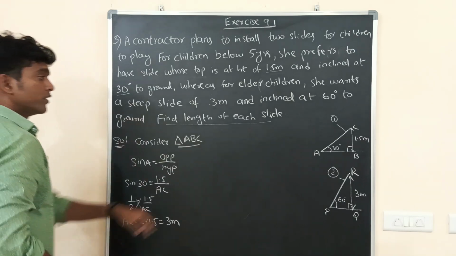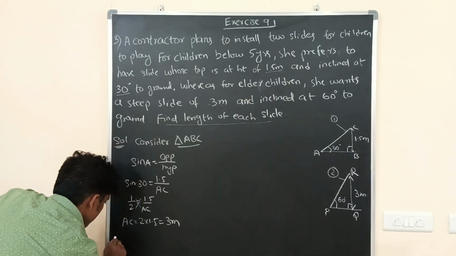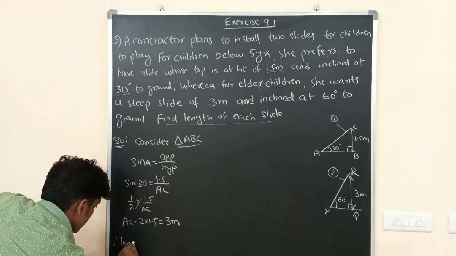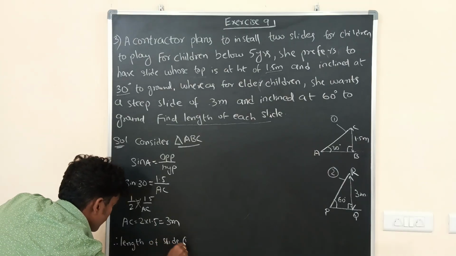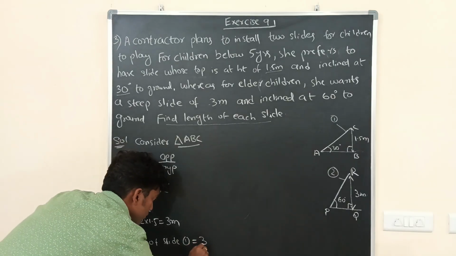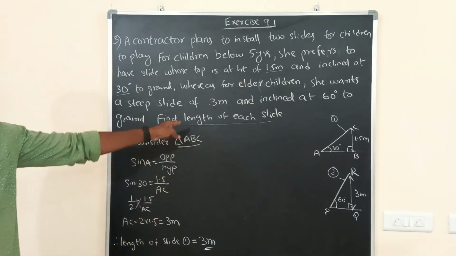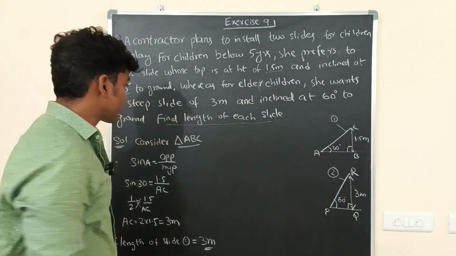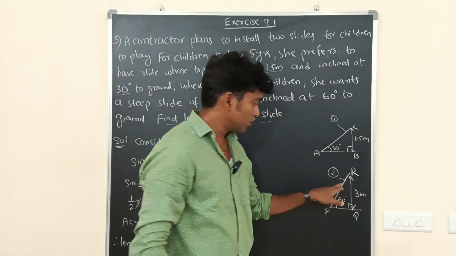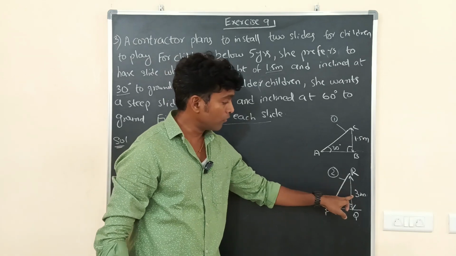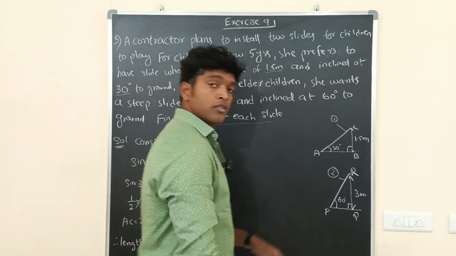Therefore, AC is the length of slide 1. Therefore, the length of slide 1 is equal to AC, which is 3 meters. This is the answer. We have got the length of one slide, and we have another slide also. Similarly, same thing we have to do for this one also. Here also we have to find the hypotenuse. For this angle, we have the length of the opposite side, so we use the sine formula.